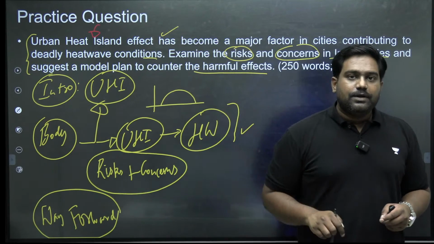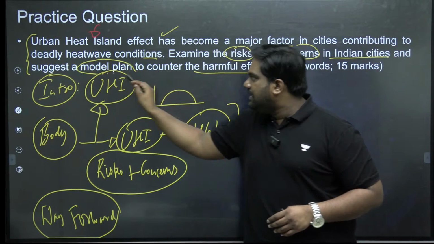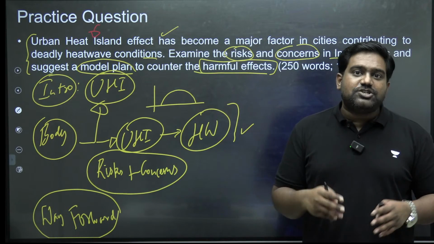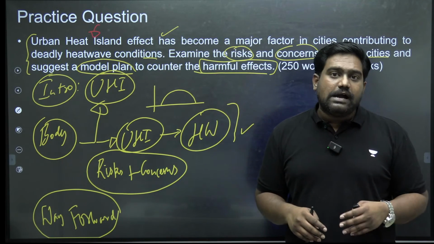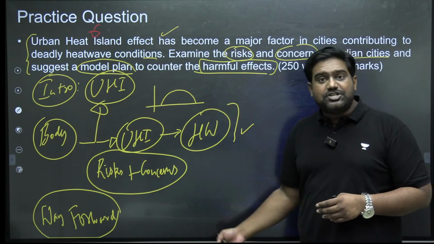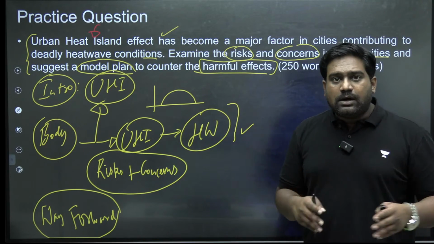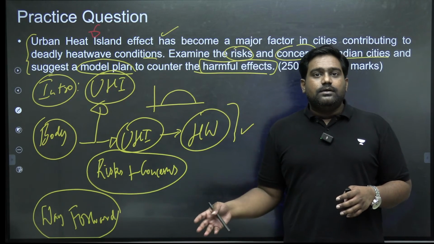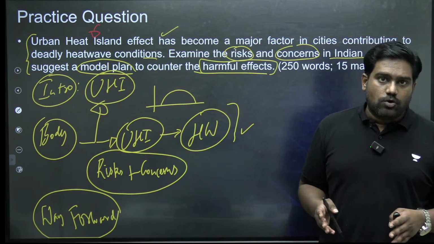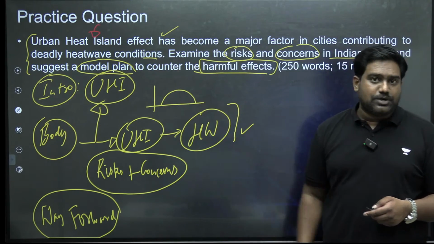Provide a conclusion. The conclusion should focus on a model plan to counter the harmful effects. Maybe take the example of Chennai and its climate action plan. Talk about NDMA guidelines, which mandate a heat action plan. So discuss some of the measures, increasing green cover, regulating air conditioners, how we can counteract the urban heat island effect. So provide all these solutions and end your answer on an optimistic note. And that completes a structured answer which is well suited for the given question.